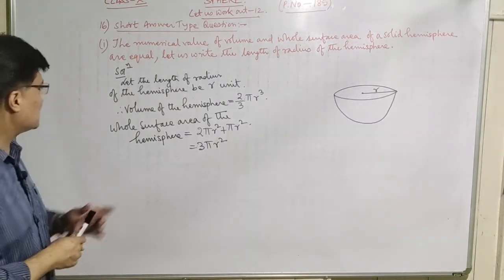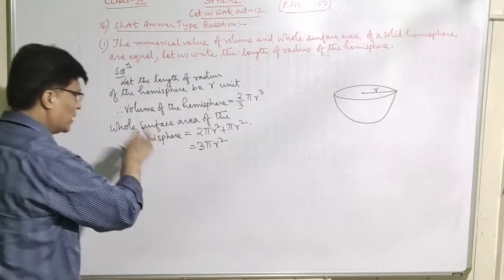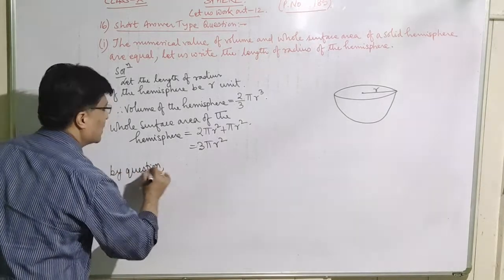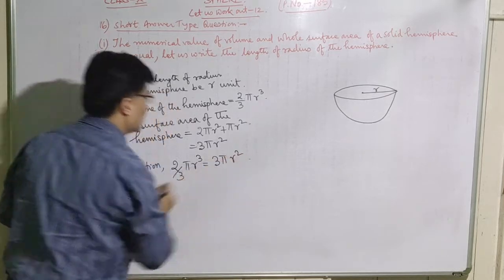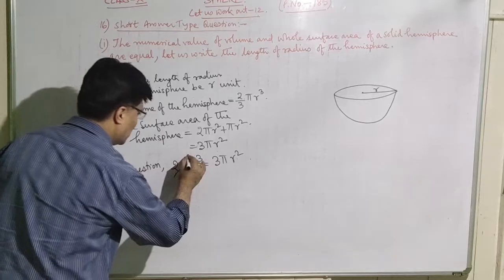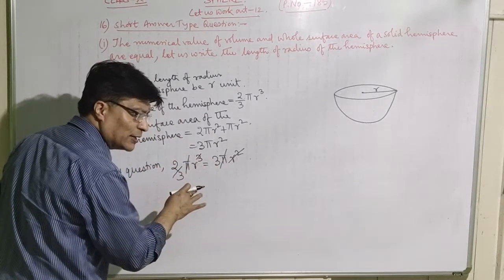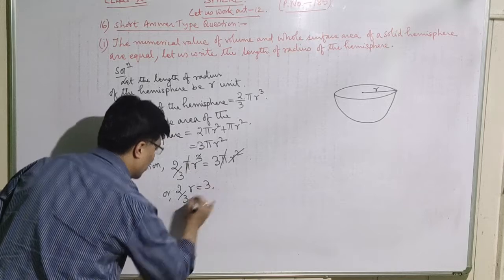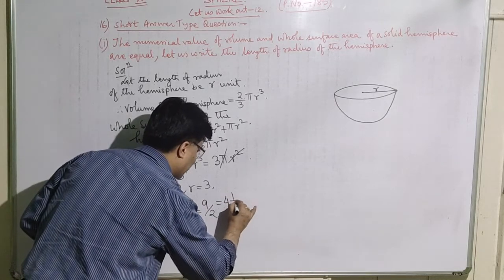So by question it is given that the volume of the hemisphere is equal to whole surface area of the hemisphere. That means you can equate this volume of the hemisphere with whole surface area of the hemisphere. So by question we can write down that 2/3 pi r cube is equal to 3 pi r square. Here pi gets cancelled, and r cube divided by r square remains only r. Remaining terms: 2/3 r is equal to 3, or r is equal to 9/2, which is equal to 4.5.